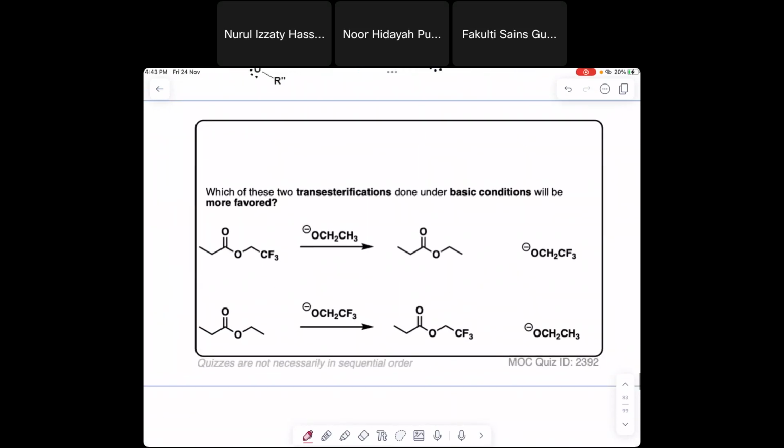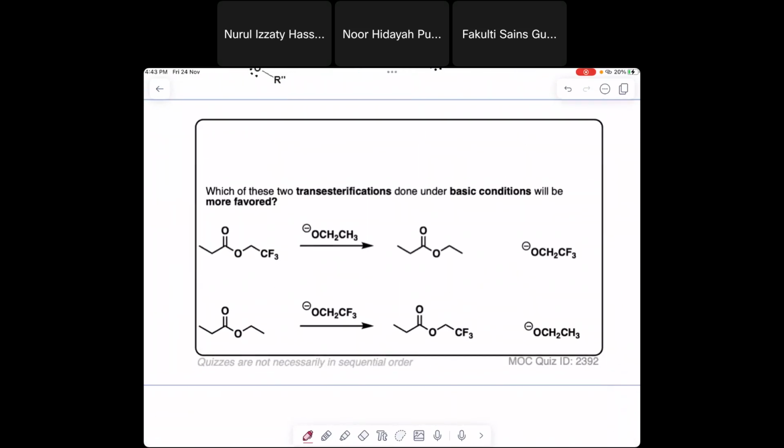So kalau soalan yang saya boleh jumpa dalam masa yang singkat hari tu ialah dia ada dua reaction. Kalau kita tanya lah, which of these two transesterification under basic condition will be more favored? Dia tanya macam itu pula kan. Dia tak ada mention pasal acidic condition. Okay, so maksudnya incoming nucleophile ada dua jenis lah. Which will be more favored? Mana yang lebih favored kan?